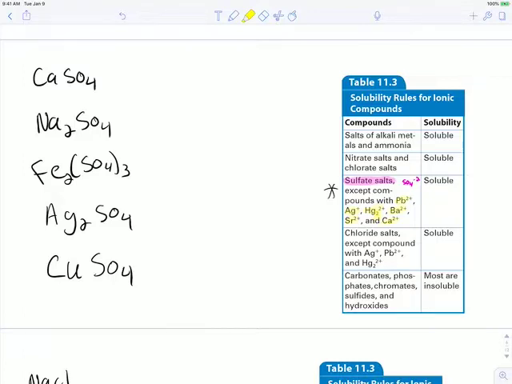So I have a whole bunch of sulfate salts. Calcium is one of my exceptions. Looking down, silver is one of my exceptions. Okay, so as far as soluble or not, so these are all sulfates. This one is not soluble, which means it will precipitate out. So it forms a precipitate. Same thing with silver sulfate. It's one of the exceptions, and so it will precipitate out. But everything else is going to stay soluble. It's going to stay dissolved.